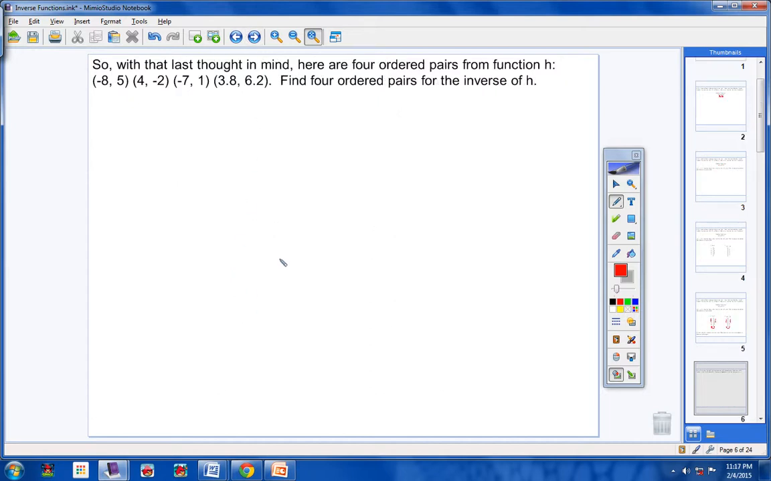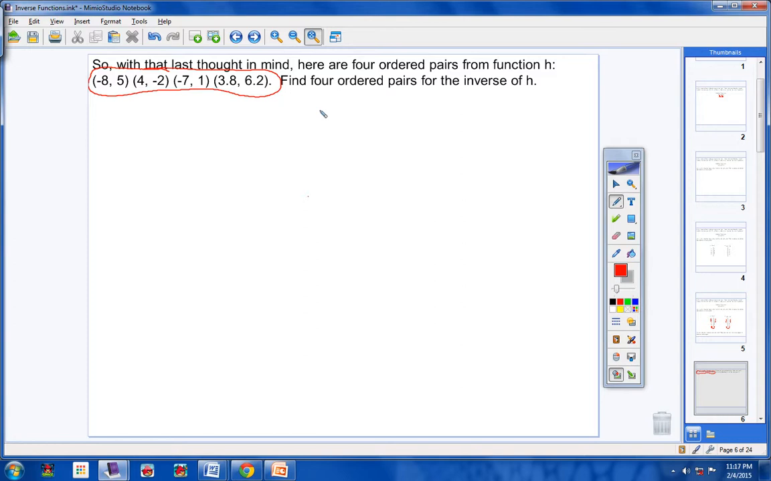So, with that last thought in mind, here are 4 ordered pairs from function h. Okay, now listen to me, students. We do not know. Go ahead and copy these ordered pairs down, please. We do not know what function h is, and that's the whole idea of this problem. Okay, so I'm telling you, here are 4 ordered pairs that satisfy function h. I want you to find 4 ordered pairs for the inverse of h.